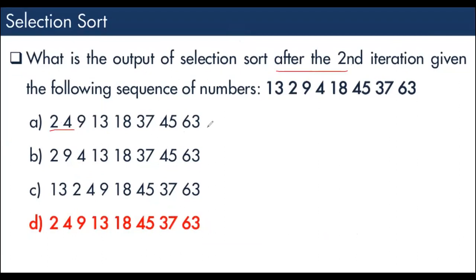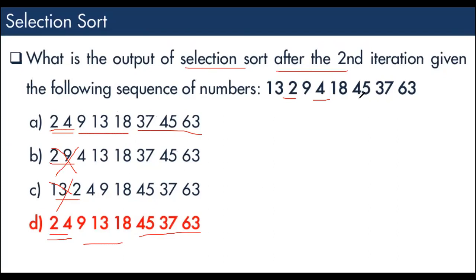So the two smallest elements here are 2 and 4. So these two should be at the front. So only this one and this one, so these two are out at the first look. Why? Because in these two, the smallest two are not at the front as per the selection sort algorithm. Now let's see which one it is. So 9 13 18, 9 13 18, 37 45, 45 37 63.